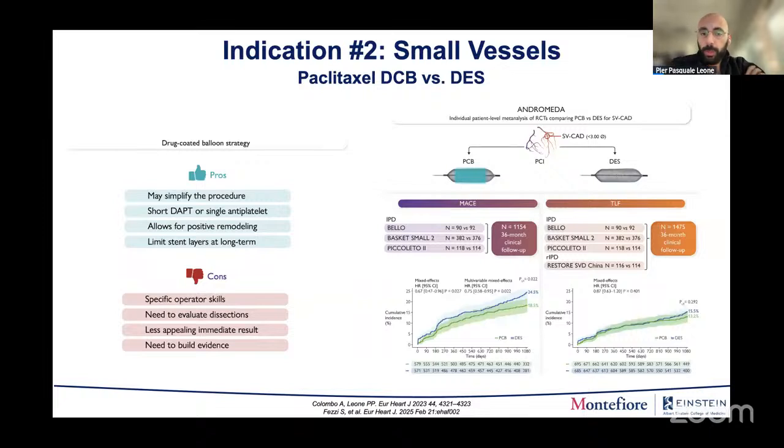And we see the Bello study, which was conducted by Dr. Latib. So Bello in Italian means beautiful.